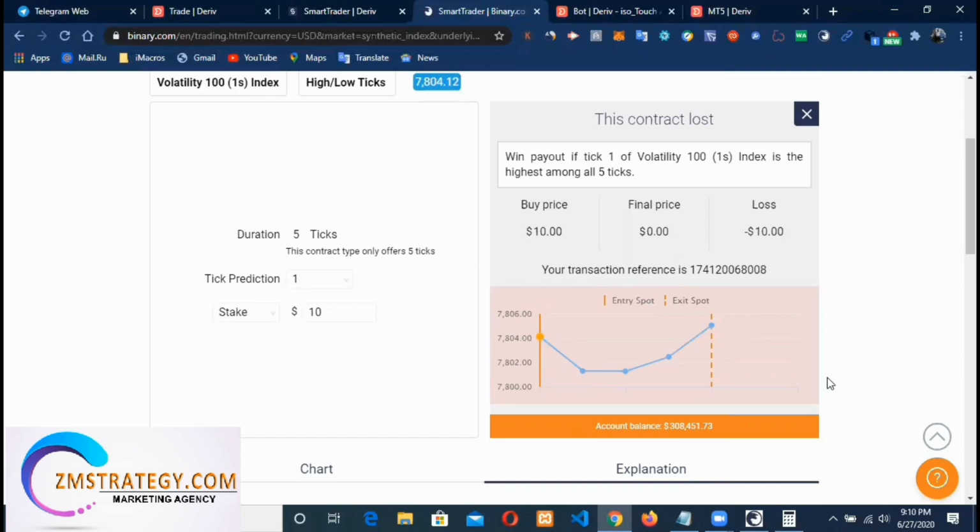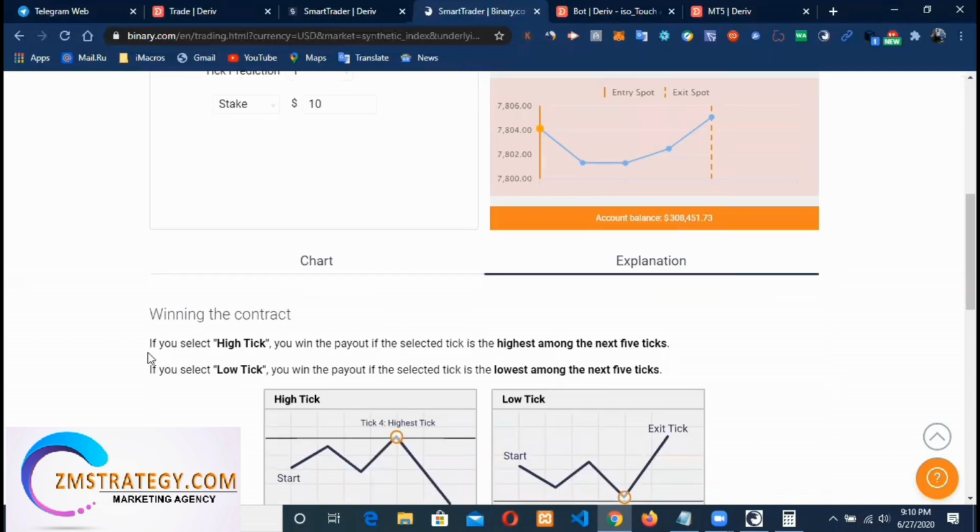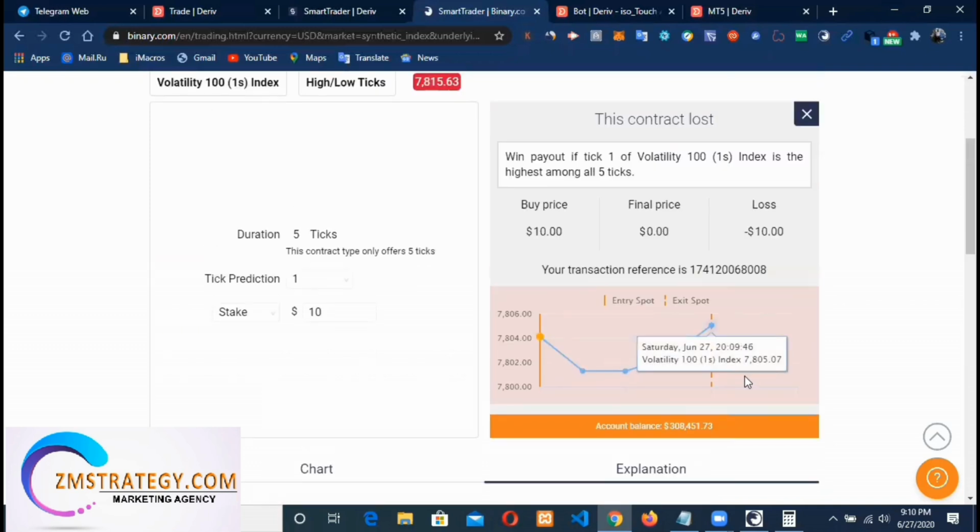Not a good one to trade. So we are going to lose the trade. Everything is also explained. If you selected the high tick, you win the payout if the selected tick is the highest among the next five ticks. If you selected a low tick, you win the payout if the selected tick is the lowest among the next five ticks. So that's it.